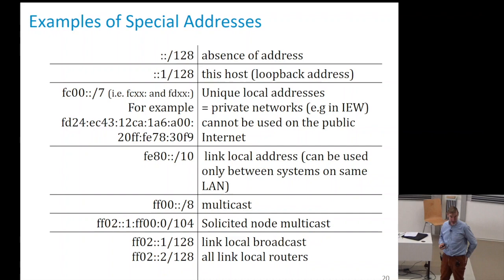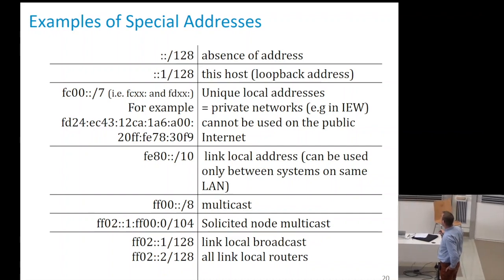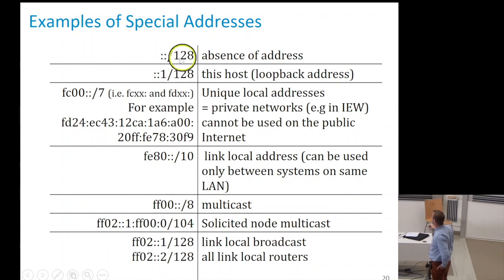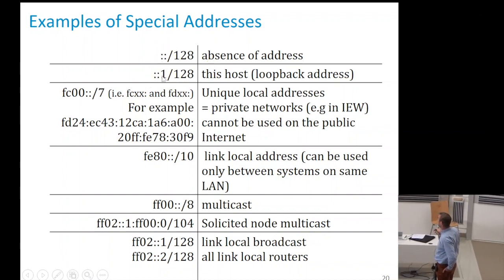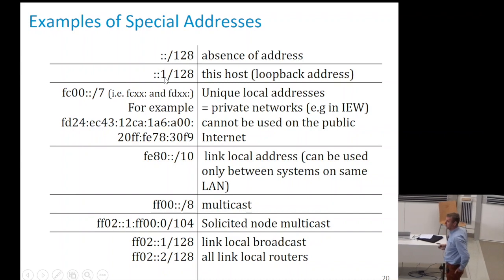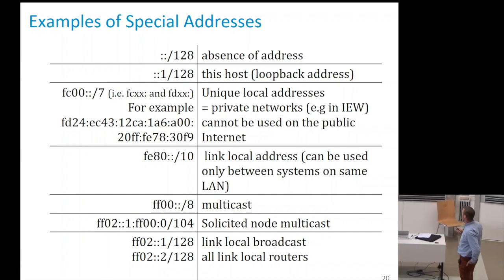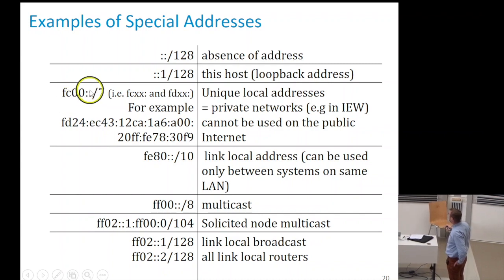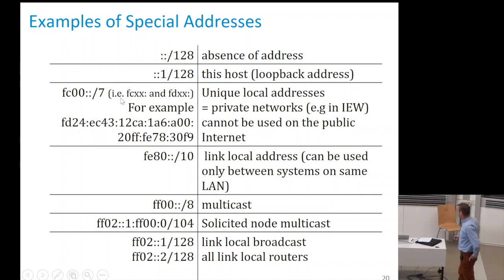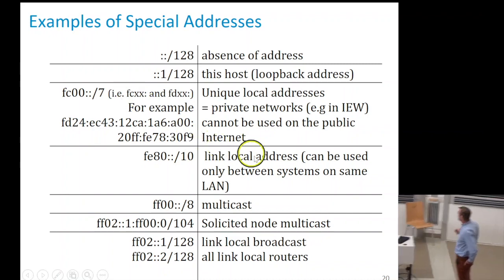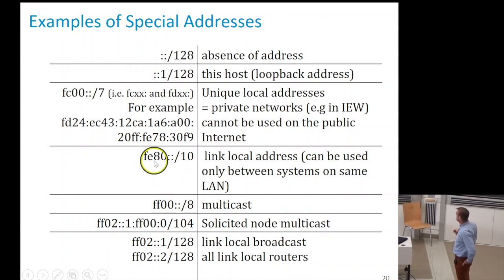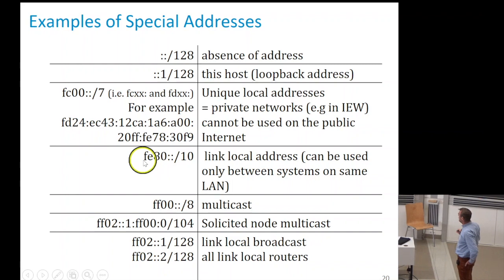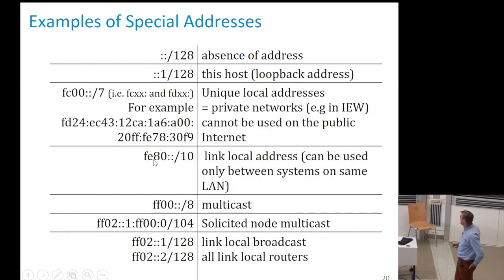As for IPv4, there are special addresses. More, in fact. The empty string means absence of address. The loopback address is 1, so as many zeros as everywhere, and the last bit equal to 1. It means this host. The local addresses, like the 10.x addresses, are the ones that start with FC00/7, so FC something or FD something. F and C are hexadecimal digits. And similarly to the link local addresses, there is FE80, the first 10 bits of this, so FE, and then the first 2 bits of the digit 8.